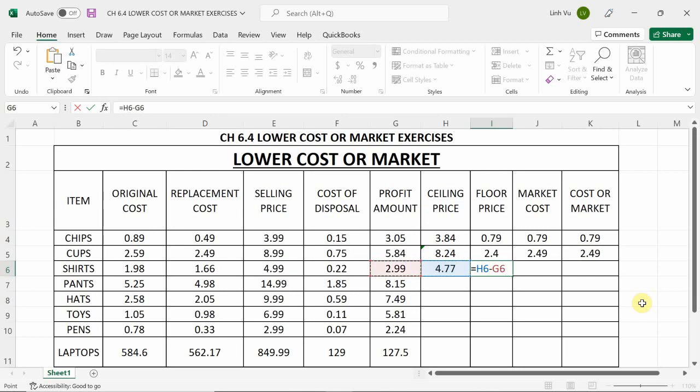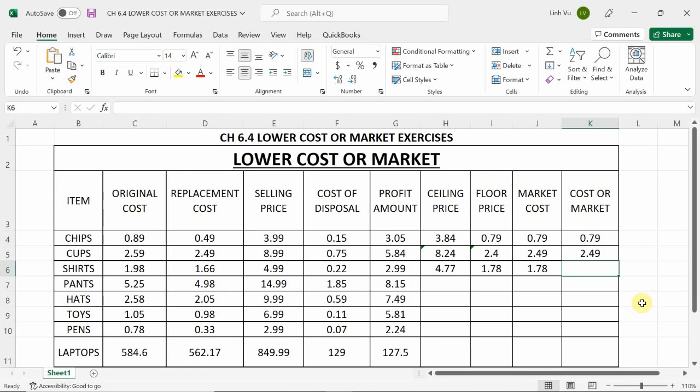$2.99 is 1.78. So now let's compare. Which one is in the middle? 1.66 compared to 4.77 and 1.78. For that one, we're comparing the replacement cost, the ceiling price, and the floor price, right? Correct. In this case, my highest value is 4.77, my lowest value is $1.66, so therefore, 1.78 is in the middle.